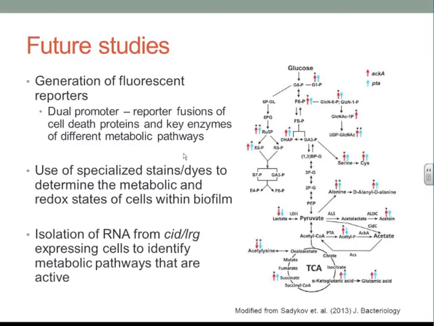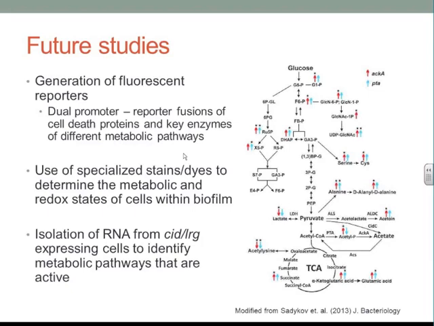In addition to this, we're also going to use specialized stains and dyes to determine the metabolic and redox states of the cells. In particular, we're going to use certain stains like CDC, which is going to test the redox state of the cells. And in addition, maybe another stain such as HPF, which will look at other metabolic states themselves, and correlate that nicely, looking at where inside these biofilms they're being expressed and what the metabolic state of the cell is at that particular time.